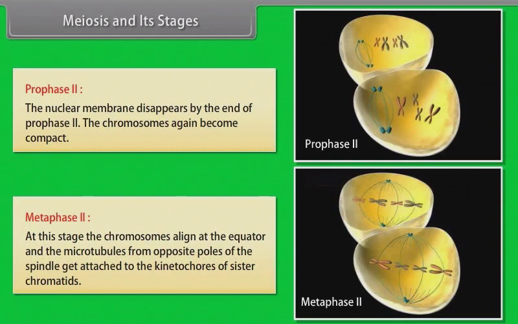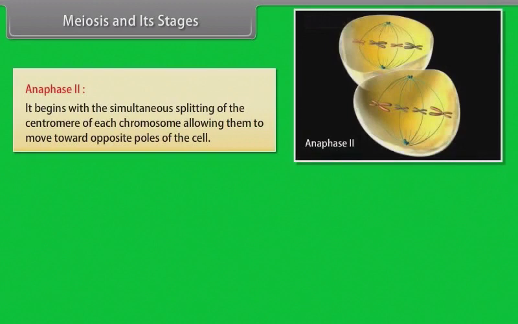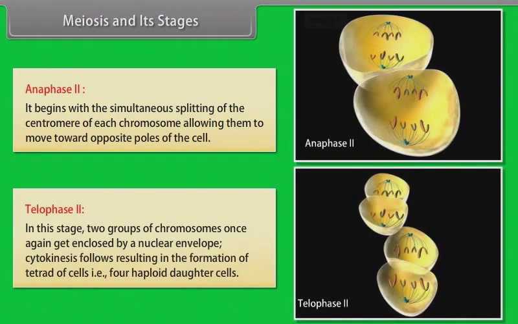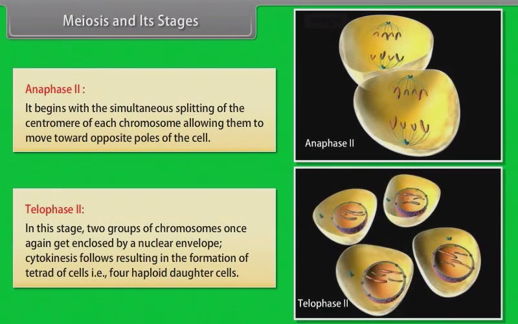Similar to mitosis, metaphase II is followed by anaphase II. Anaphase II begins with the simultaneous splitting of the centromere of each chromosome, allowing them to move toward opposite poles of the cell. The last stage of meiosis is telophase II. In this stage, two groups of chromosomes once again get enclosed by a nuclear envelope. Cytokinesis follows, resulting in the formation of a tetrad of cells, that is, four haploid daughter cells.